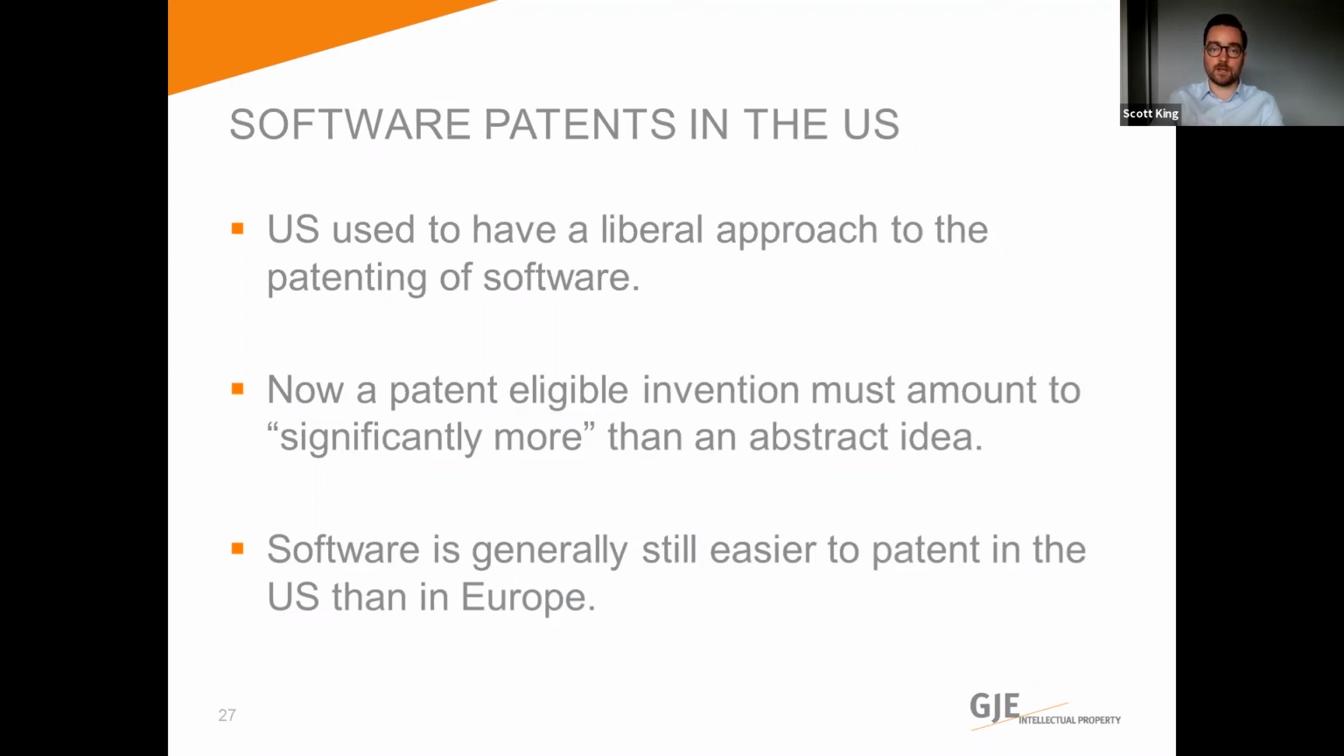However, this has changed somewhat in recent years due to a series of Supreme Court decisions. And now the test in the US is that an abstract idea is not patent eligible, and a patent eligible idea must amount to significantly more than an abstract idea. So merely applying a business method with a computer doesn't confer patent eligibility. And from my experience, it's still generally easier to get a patent granted in the US than in Europe, but it is getting less so.